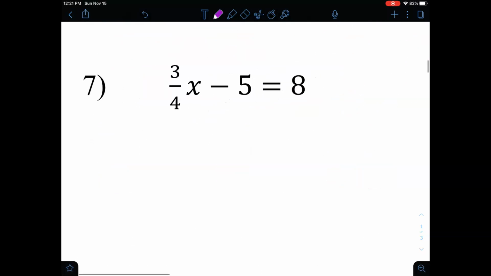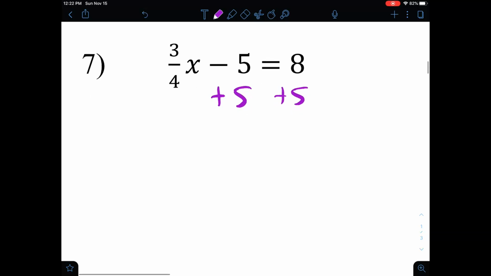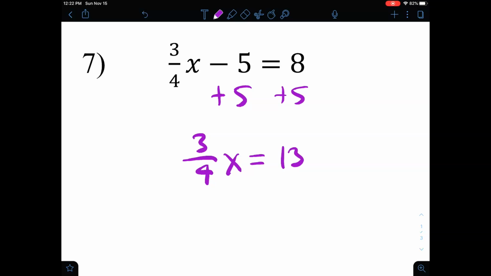All right, moving on. Number 7, 3/4 x minus 5 equals 8. Anything to distribute here? No. Any like terms to combine? No. We need to get this 3/4 x by itself first. So how do we get rid of that minus 5? Well, we're going to do the opposite, which is adding 5. So we have 3/4 x equals 8 plus 5 is 13.